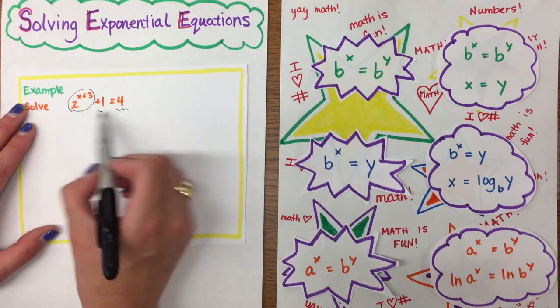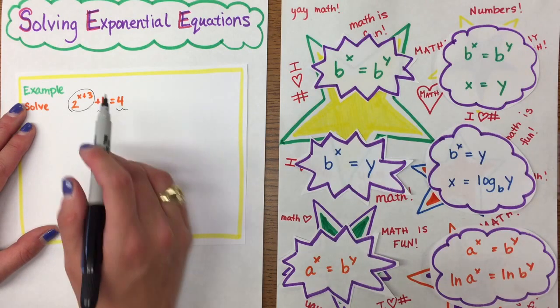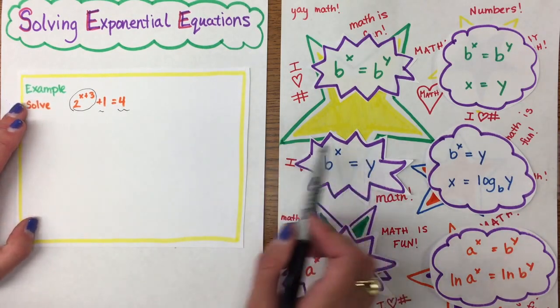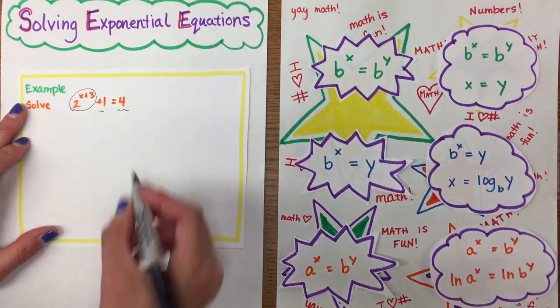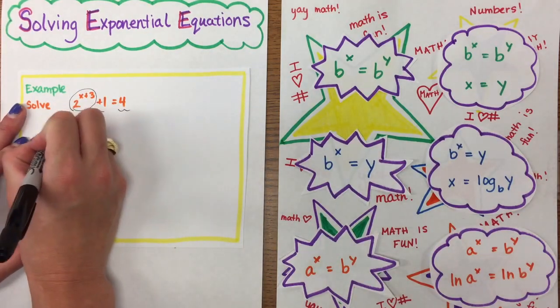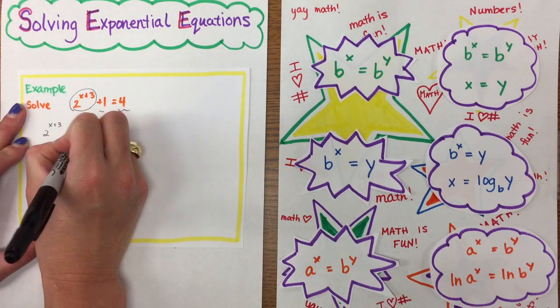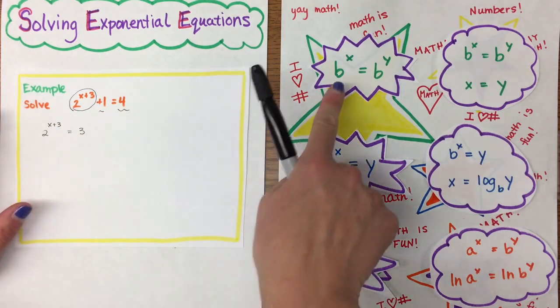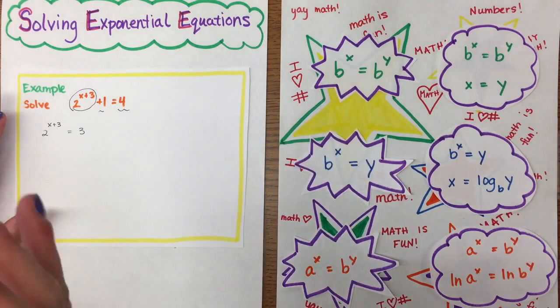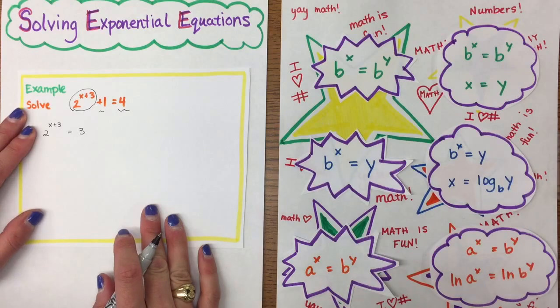So I'm going to gather all of the non-exponential things on one side and have my exponential piece on the other, and I'm going to look for this equation type: B to the x is equal to y. All right, so I'm going to subtract 1 from each side and get 2 to the x plus 3 is equal to 3. I can't write 3 as 2 to an exponent, so I'm going to rewrite this using logs.